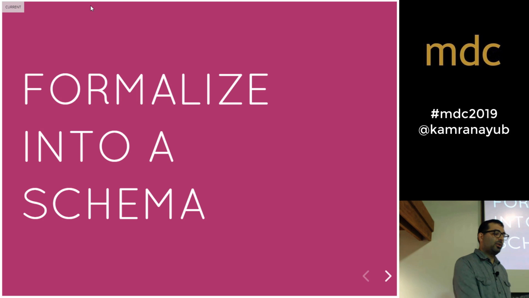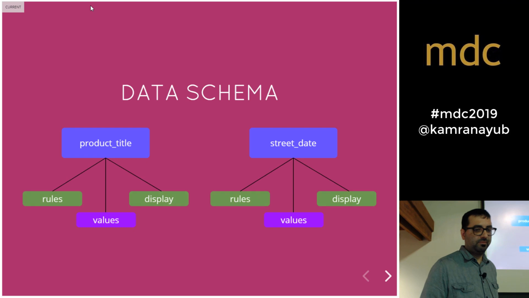So we've done all this work. We've documented our UI patterns. We put them in structured JSON. Now we're going to meet as a team and decide, here's the contract that we want in our API that's going to tell the UI how to render. So that's formalizing into a schema.